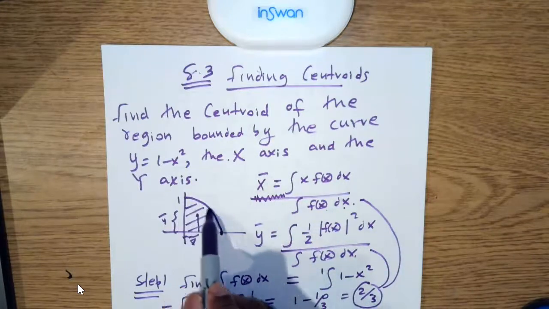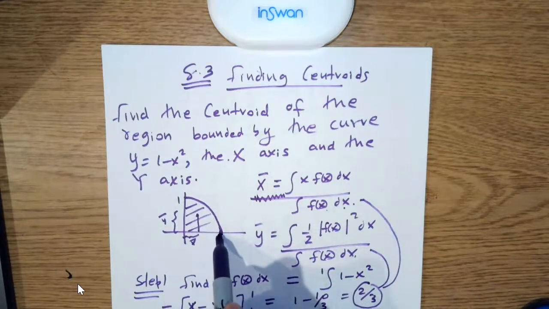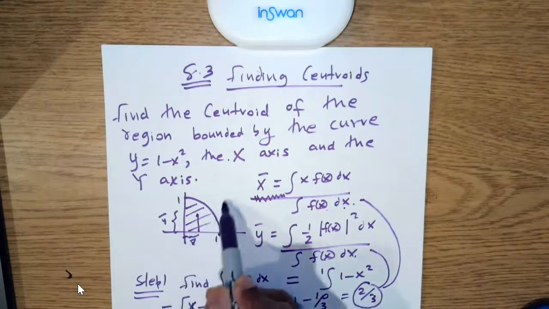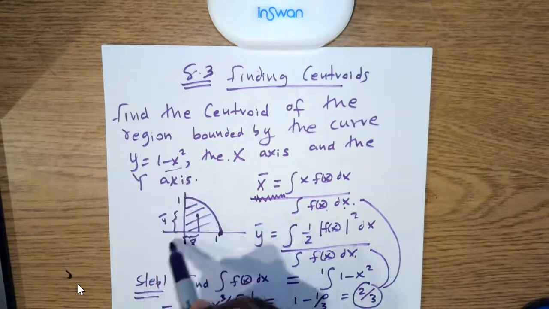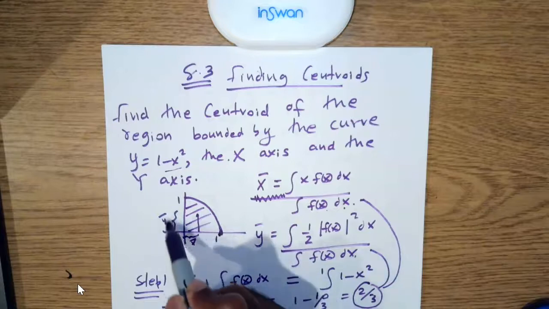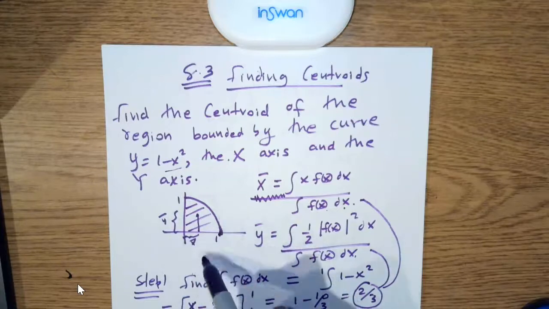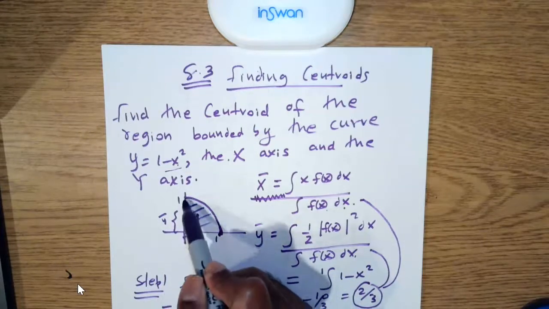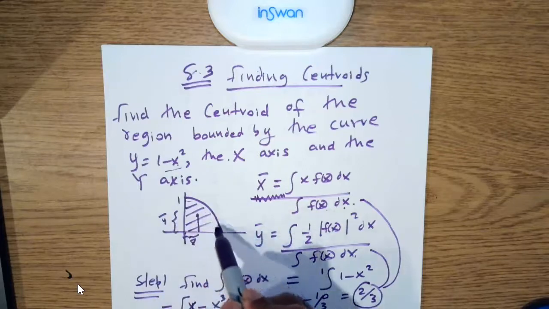So 1 minus x squared is this parabola. It's the x squared parabola, then inverted. So x squared parabola is like that. Inverted would be like that. That is minus x squared. You shift it up by one, so 1 minus x squared is like that.